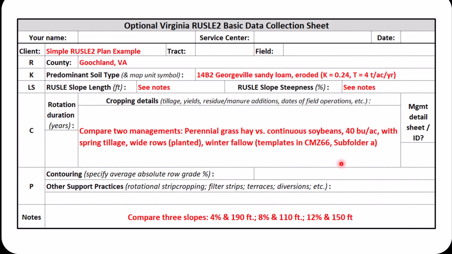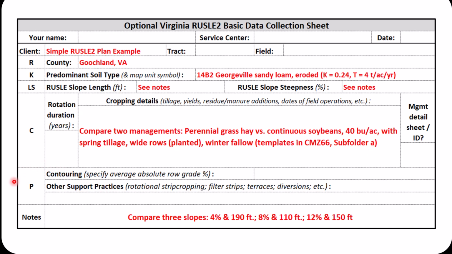So now we're back in our RUSLE2 input data collection sheet. Here under the C factor, we've noted some key information. We're going to compare 2 managements, perennial grass hay versus continuous soybeans, 40 bushel yield, etc. And we've noted that the templates that we need to represent these rotations are in CMZ 66, subfolder A.